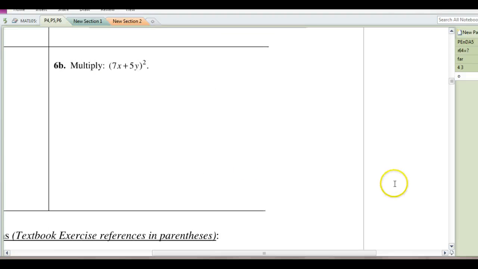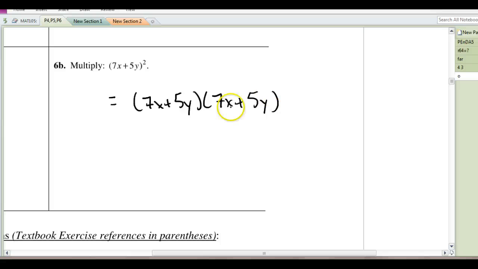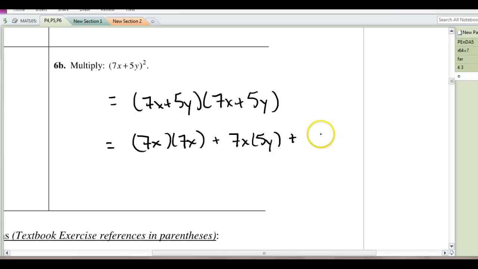Okay, I think this is the last one in this section. It works the same way. What we're going to do is 7x plus 5y times 7x plus 5y, and just multiply as usual. 7x times 7x plus 7x times 5y plus, now I go to the second term on the first polynomial, 5y times 7x plus 5y times 5y.